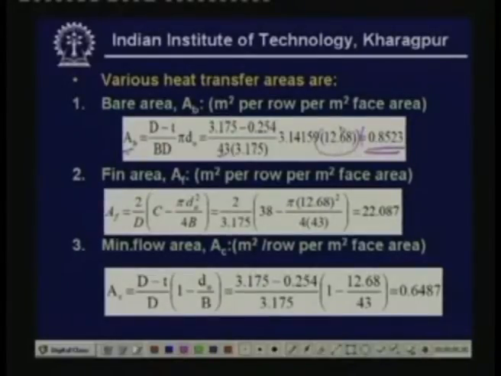and remember that this is defined as meter square per row per meter square face area. This is very important, the unit. All the areas we are expressing as meter square per row per meter square face area.